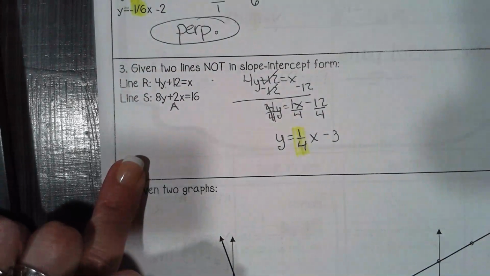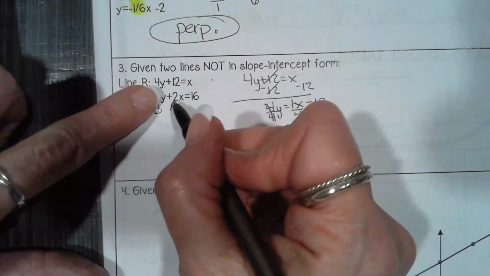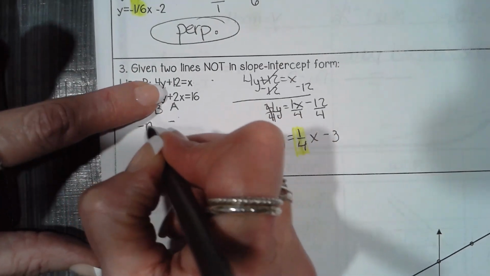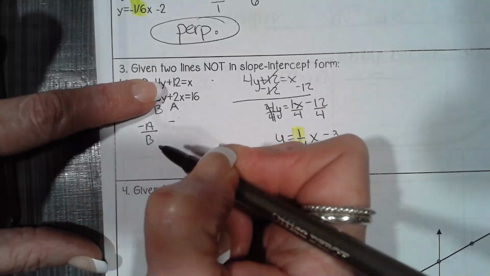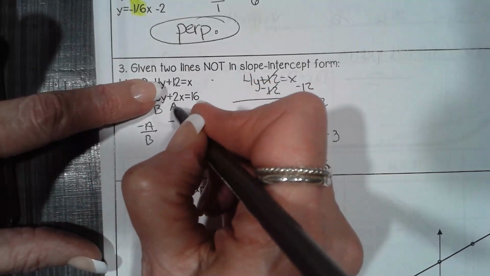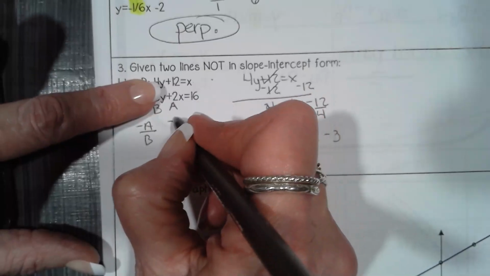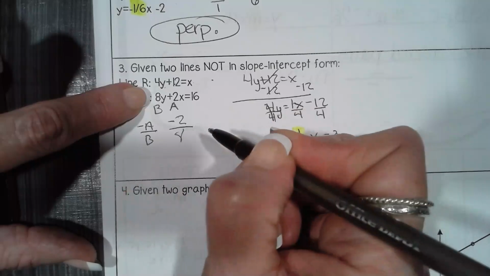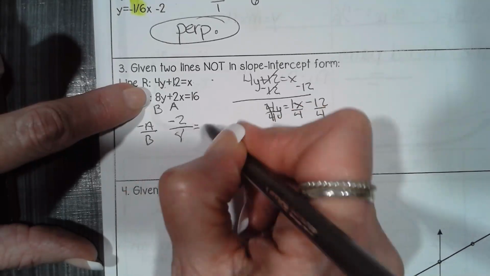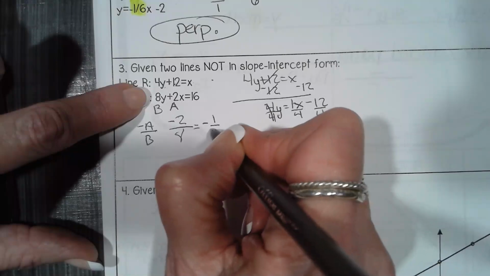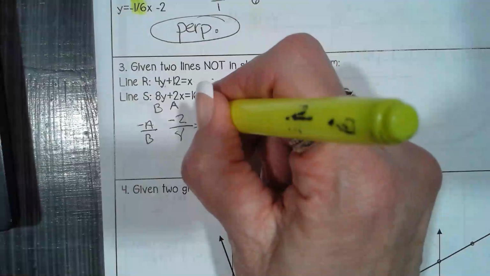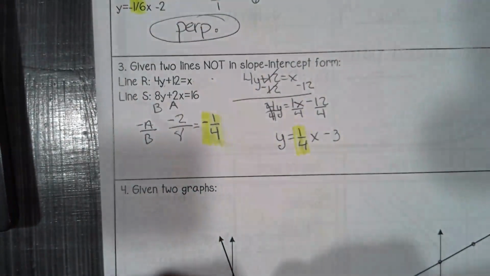2 is your A and 8 is your B. So the opposite of A, remember, opposite of A over B is the slope when it's written like this. So opposite of A would be -2 divided by B, which is 8. That simplifies to -1/4. So we got a slope of 1/4 and a slope of -1/4.